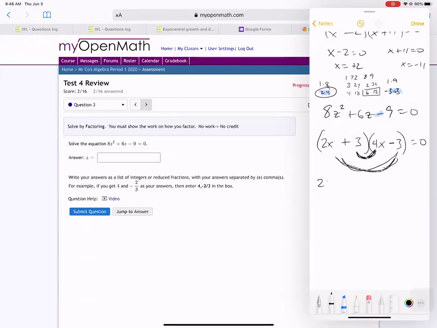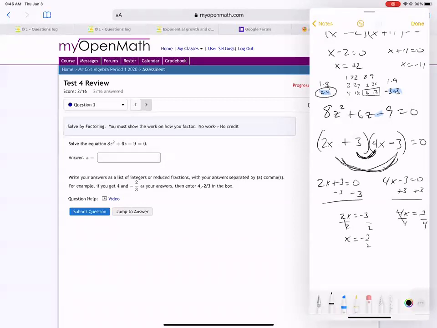Now we're going to solve these separately. 2x plus 3 is equal to 0, and 4x minus 3 is equal to 0. Now, again, you guys have to show the work. I'm getting emails from some of you telling me that you can do this in your heads. And the answer is, no way, Jose. The person who emailed me is not Jose. But no way, this takes a lot of work.